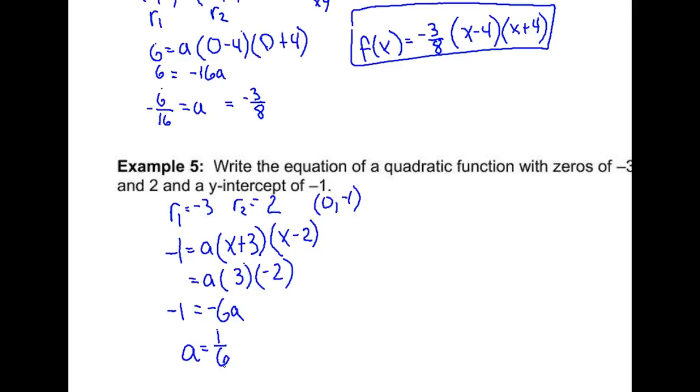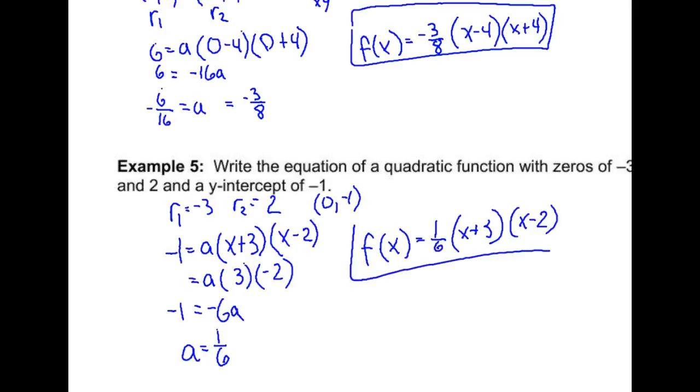It's positive. Now what we do is we take that information and plug it into our root form of the quadratic equation, and we get f of x is equal to 1/6 times x plus 3 times x minus 2. And we have our equation.